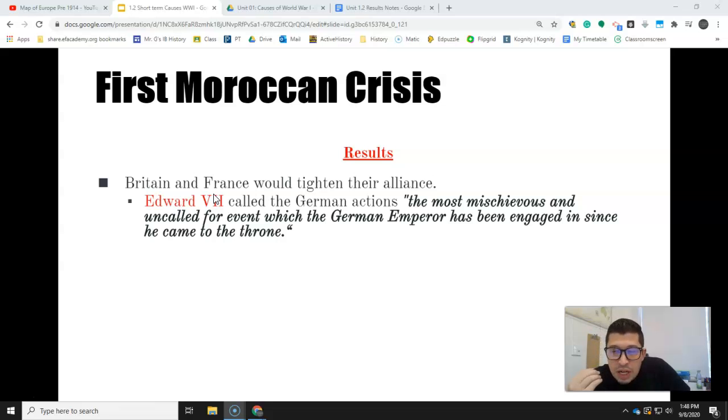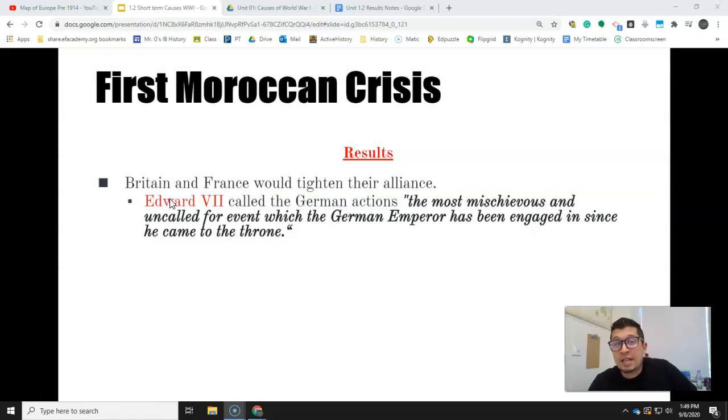So Britain knew what the Germans were up to here, and they knew that they were trying to upset the balance of power, and that if Britain had not stepped in, Germany would have pushed the French out of Morocco and really upset agreements that have been going on in Europe for a very long time. So Britain steps in and kind of pushes Germany to the side.